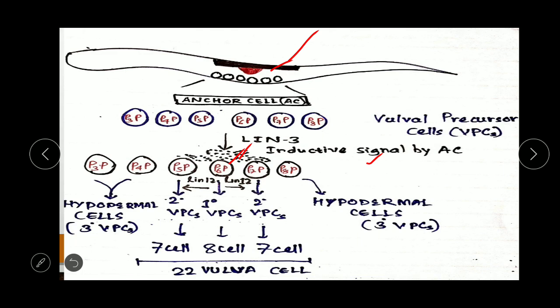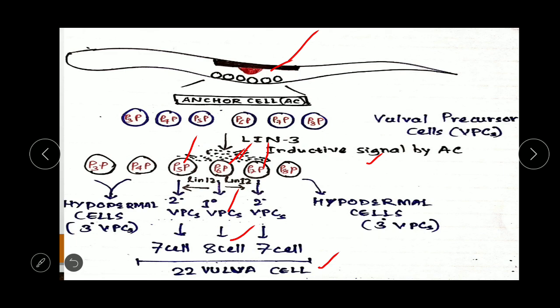The other 2 cells, P5.p and P7.p, which are adjacent to P6.p, are receiving a lesser concentration of the ligand or signal molecule, that is, the epidermal growth factor or LIN-3 protein. So the cell receiving the highest concentration will become the 1 degree or primary VPC, and the other 2 cells receiving the lesser concentration will be the secondary VPCs, or 2 degree VPCs. The primary VPC will form 8 cells, and the other 2 VPCs will form 7 cells each. So there are a total of 22 vulval cells.